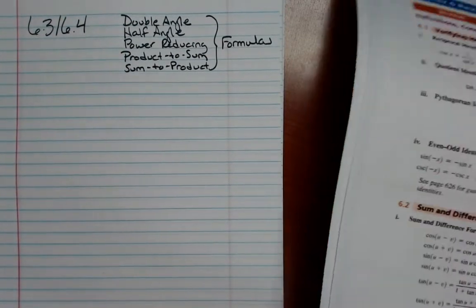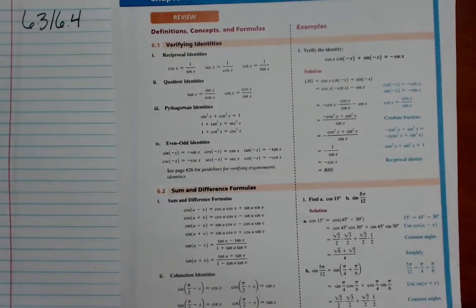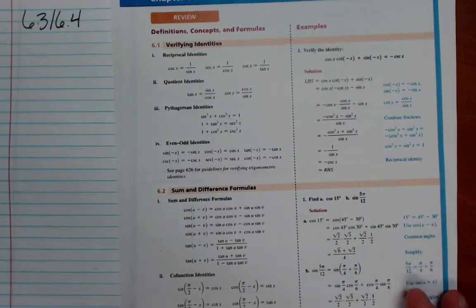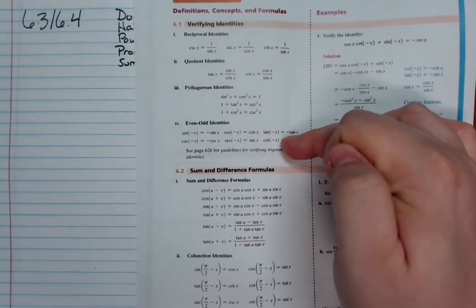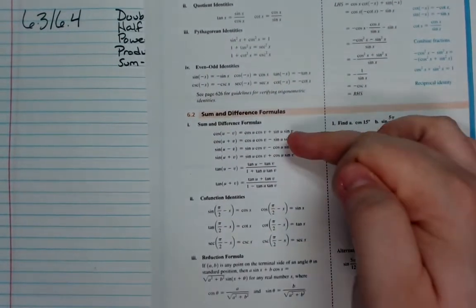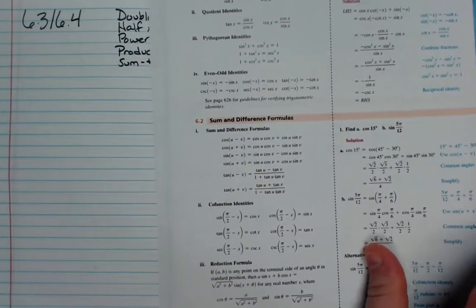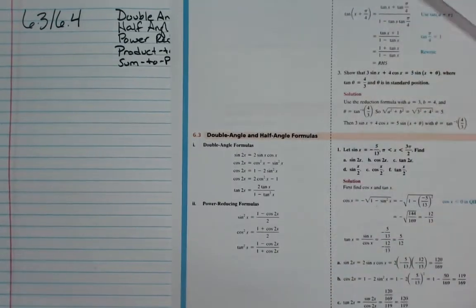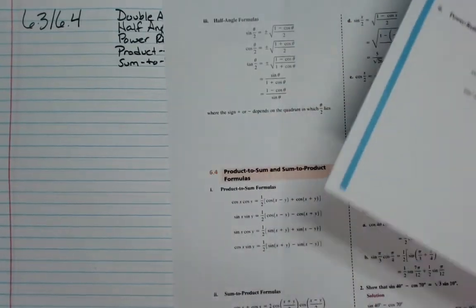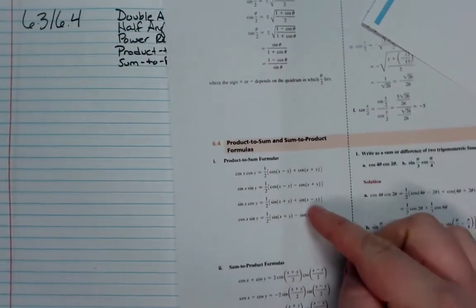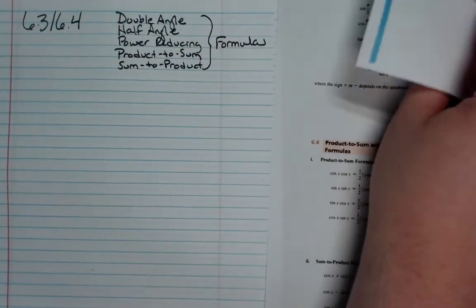If you go to your e-text on page 683 at the end of chapter 6, I'm going to highly recommend that you all make a copy of this, because this has our reciprocal, quotient, Pythagorean, and even odd identities we went through in 6.1, sum and difference, cofunction, and reduction formulas in 6.2, the double angle, power reducing, and half angle formulas in 6.3, and then our product to sum and sum to product formulas in 6.4.